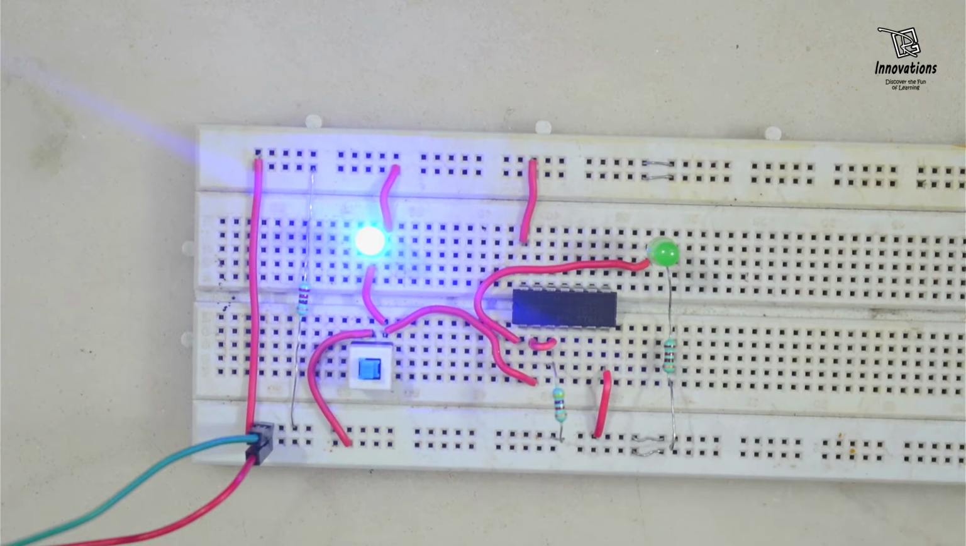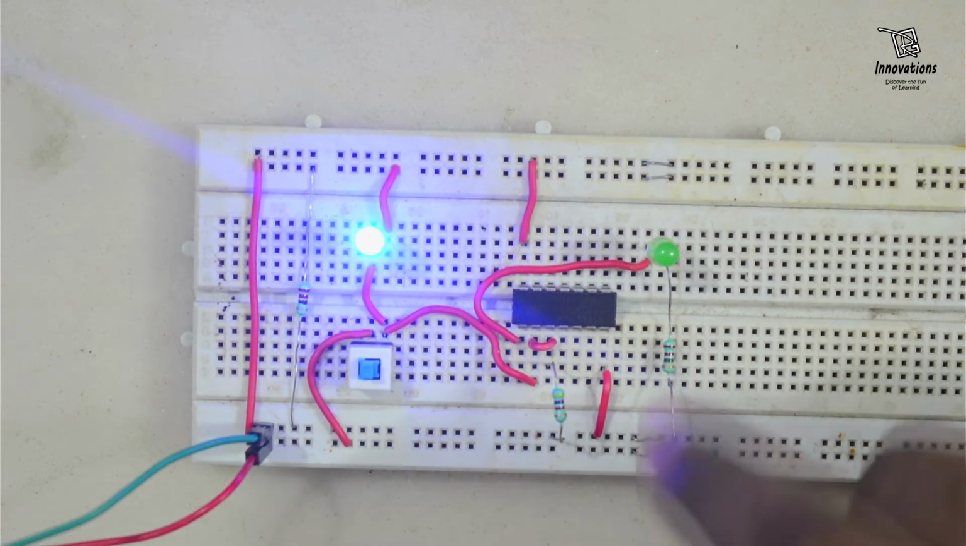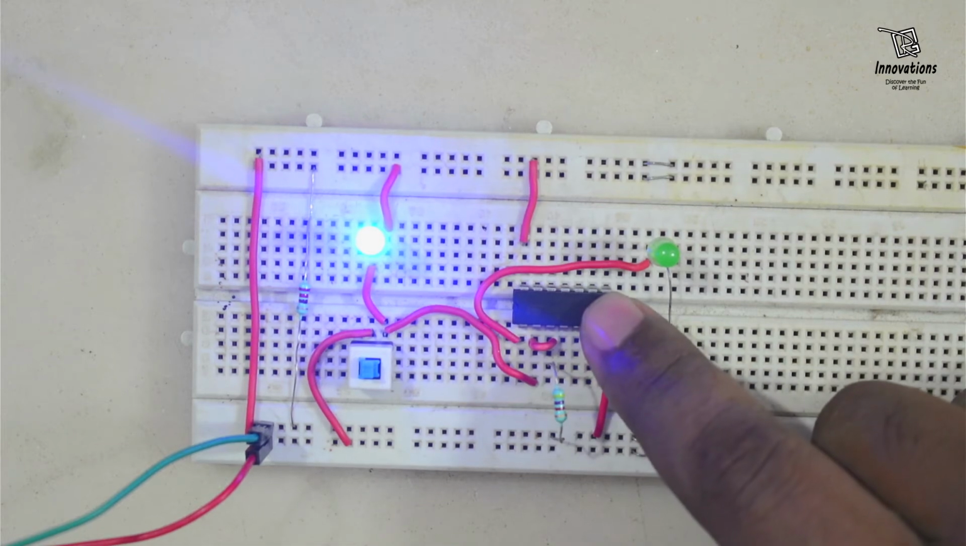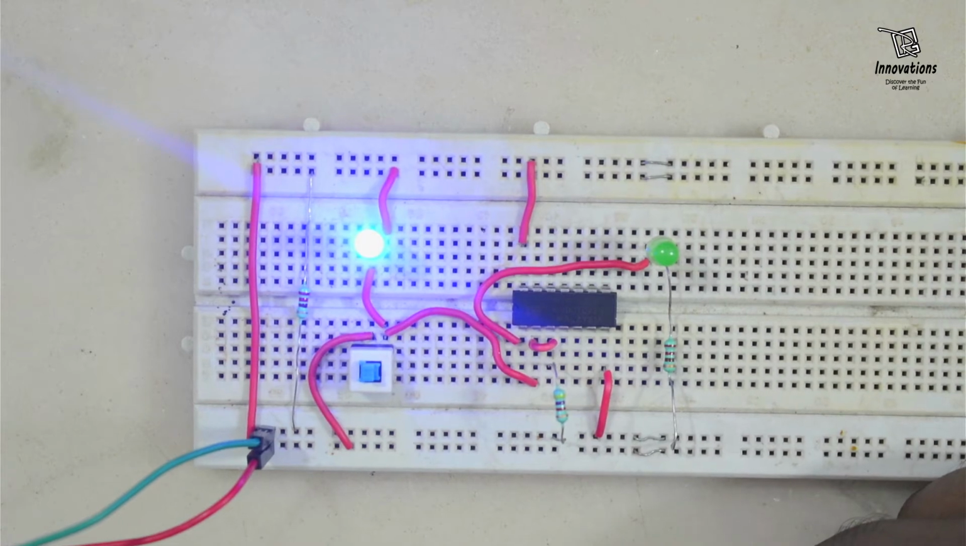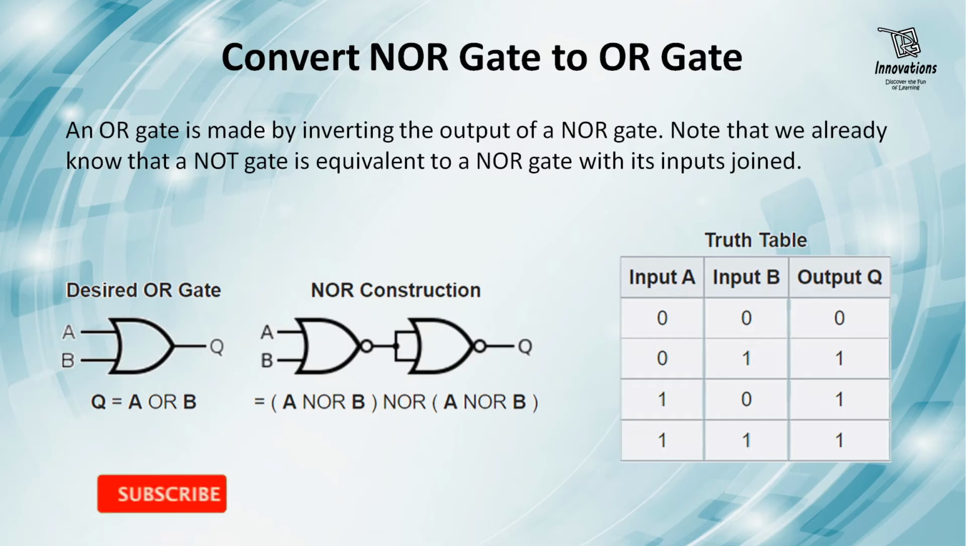So this satisfies the truth table of a NOT gate, and we have successfully built a NOT gate using this NOR gate IC. After this, we will see how to convert a NOR gate to an OR gate. An OR gate is made simply by inverting the output of a NOR gate. Note that we already know that a NOT gate is equivalent to a NOR gate with its inputs joined.